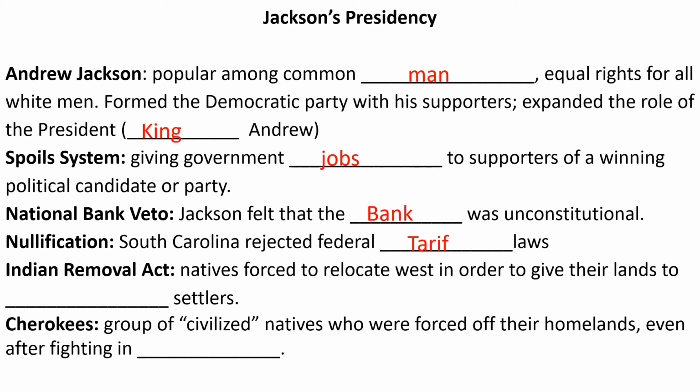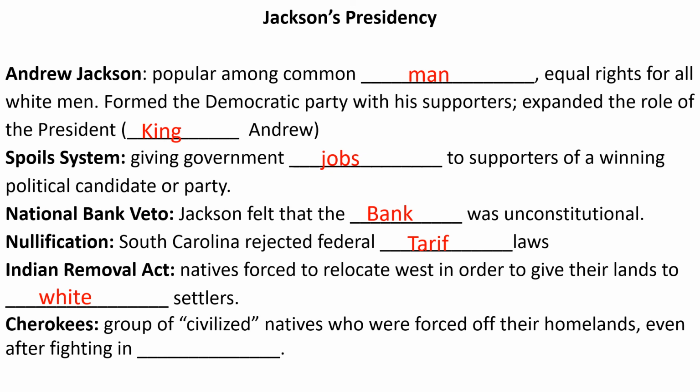Next, our next two points are connected together, just like in the last slide. They are the Indian Removal Act, which was the act that Andrew Jackson enforced that forced Native Americans to relocate west in order to give their land to white settlers. This led into something known as the Trail of Tears, and I'm not sure if this is mentioned anywhere.